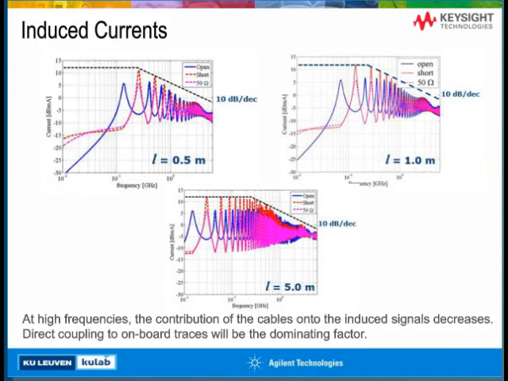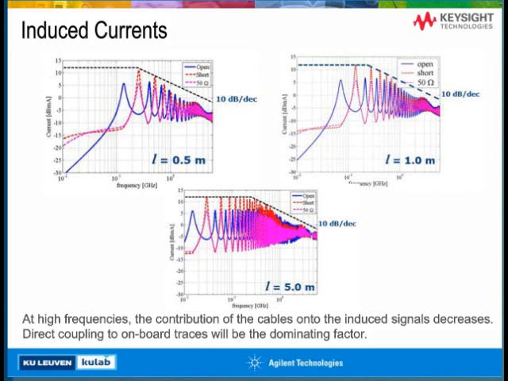This picture shows you the induced current and worst case current for the three different loads: the short, the open, and the 50 ohm. And this for three different lengths of the cable: 0.5 meter, 1 meter, and 5 meter. What we see in all cases is that at low frequency, the maximum induced current is more or less constant. And as we expect, the open gives us the lowest current, the short gives us the highest current, and the 50 ohm is somewhere in between.